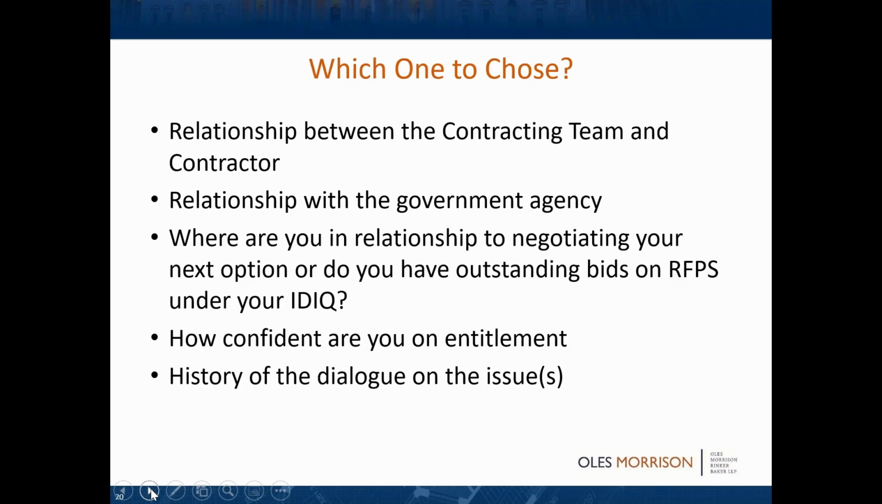Which one do you want to choose? Well, it comes down to almost always, in my experience, it's the REA, but it comes down to the relationship between the contracting team and the contractor, and the government agency. Are you negotiating other contracts or an option, or do you have outstanding bids? How confident are you on your entitlement? What's the history? People go directly to a claim when they know that the government isn't even going to read their REA. Why waste the time? Let's just go and fight it out in court.